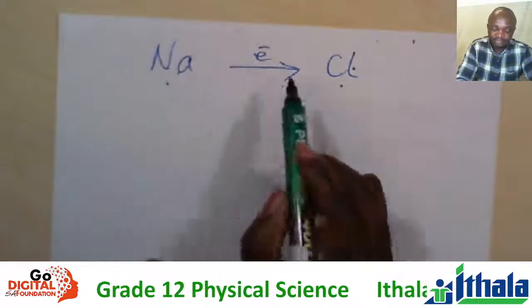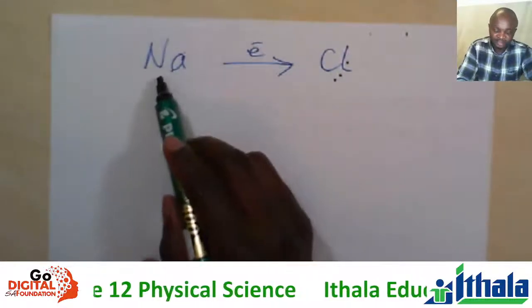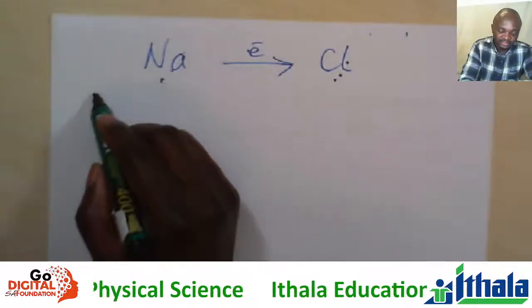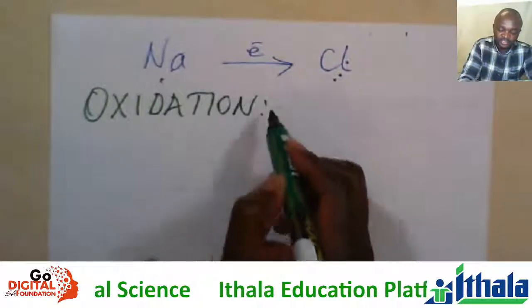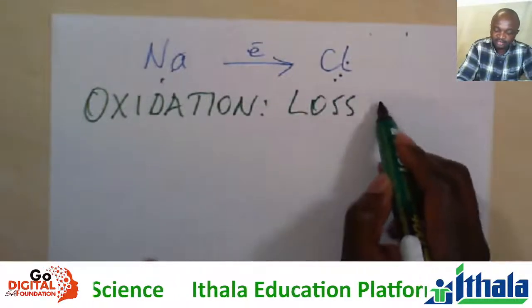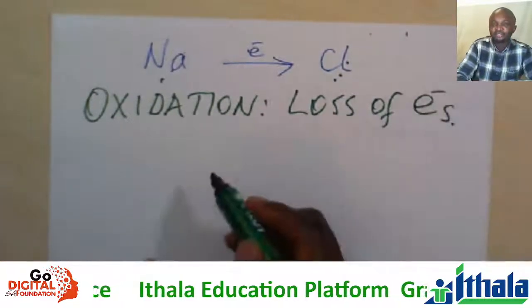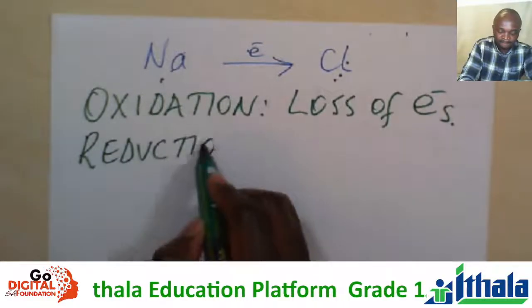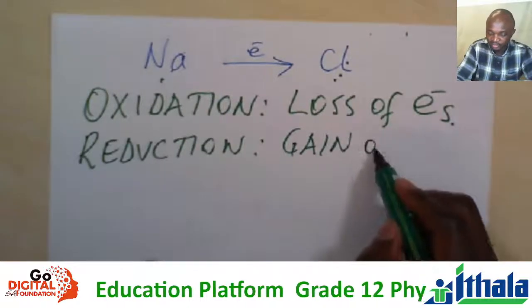The sodium reduces chlorine. Chlorine oxidizes sodium. So the sodium is oxidized. Kusho ukuthi singadefine what is oxidation. Oxidation is the loss of electrons. Then reduction is the gain of electrons.